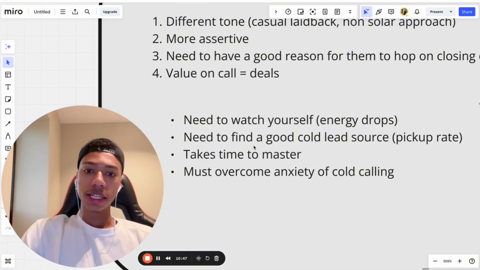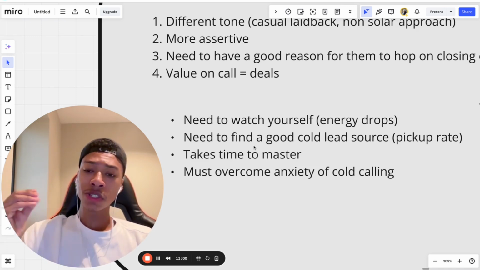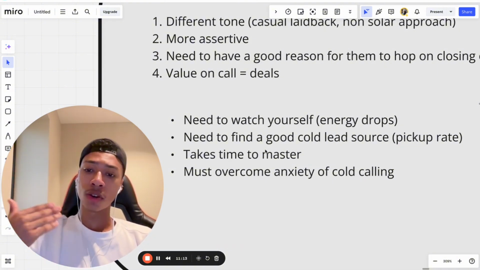A second bit is you need to find a good cold call lead source. This is important, but please, for the love of God, don't spend all of your time researching where to find the best lead source for cold leads, because honestly, just find a source that has decent leads. They're not going to scam you, because cold leads are cold leads.